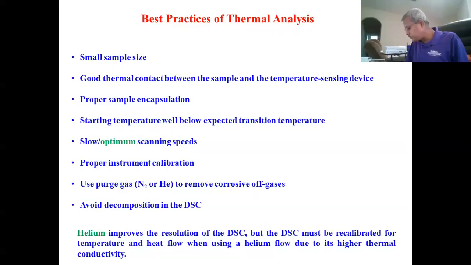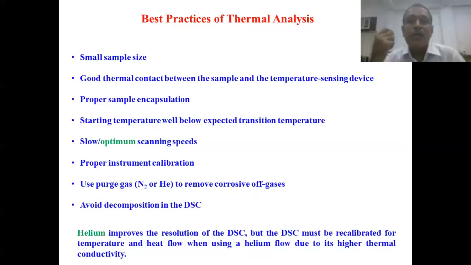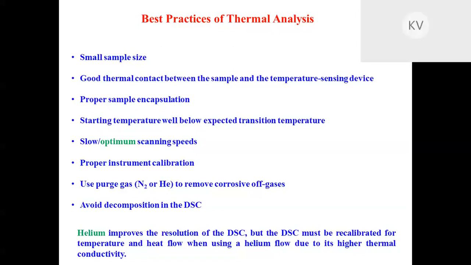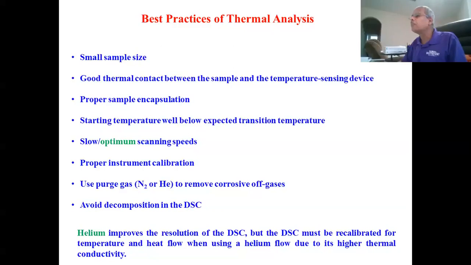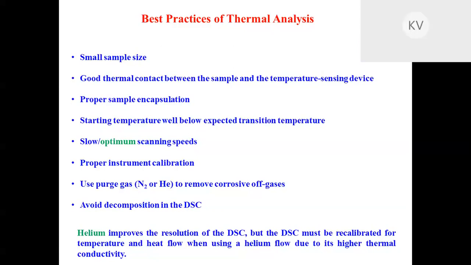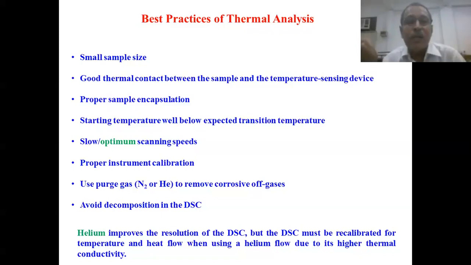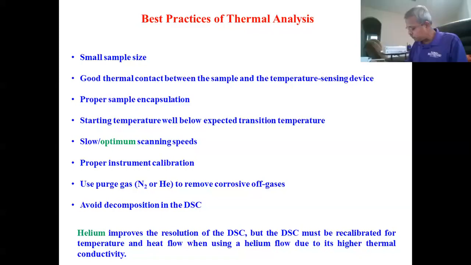It is also important to start your DSC from at least 10 to 20 degrees Celsius below the temperature where your transition occurs. Sometimes slow scan rates are good, sometimes high scan rates are good. This needs a lot of experience to optimize the scanning rate of the system.